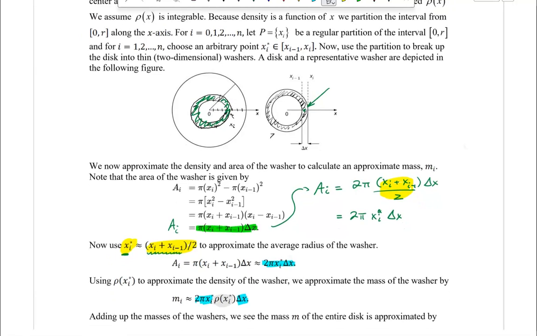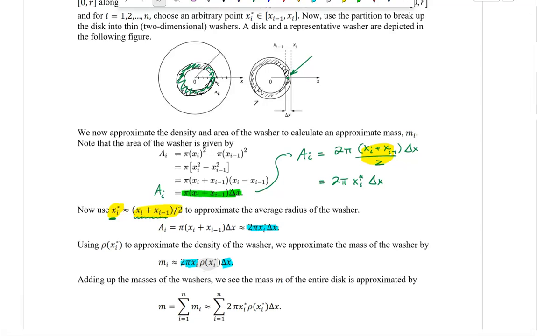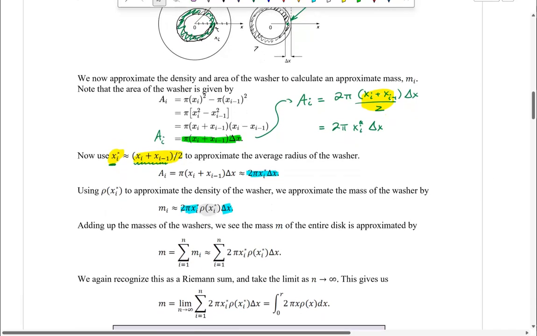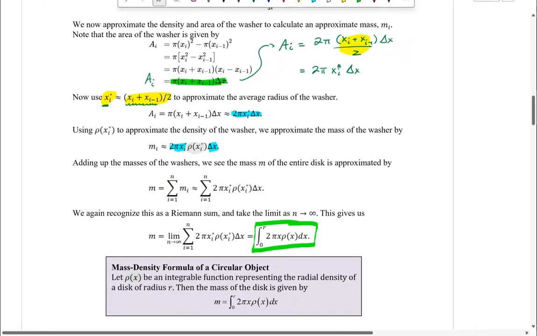And of course, the next thing we do is we add up all the other density times areas of all the other washers, as you see here with the summation. And finally, we take the limit as the number of these washers goes to infinity, and we end up with this integral here. And that's how we're going to find the mass of a circular disk, where rho of x is the radial density of the disk, and of course r is the radius. Let's go ahead and do an example.